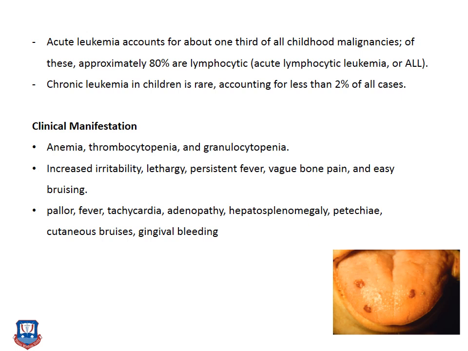The manifestations that we see are anemia, thrombocytopenia, granulocytopenia, increased irritability, lethargy, persistent fever, vague bone pain, easy bruising, pallor, fever, tachycardia, adenopathy, hepatosplenomegaly, petechiae, cutaneous bruises, and gingival bleeding. These are the clinical manifestations that you see in a patient with leukemia.